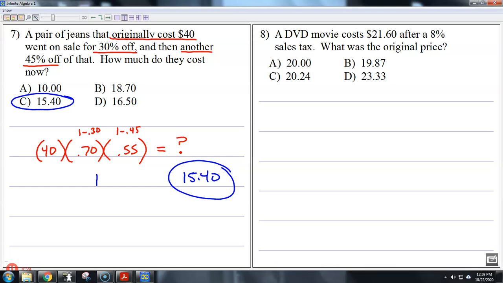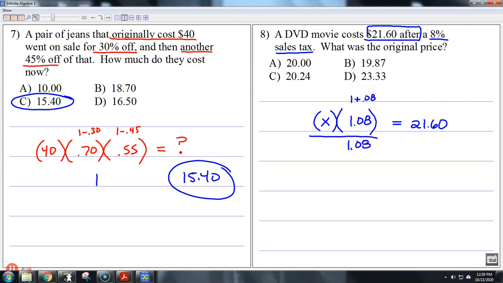Number 8, DVD movie costs $21.60 after. So it's going to go with the back side. $21.60 is over here. So I know it's about to be a division problem. We don't know the original. There was 8% tax. So that's 1 plus 0.08. And to get x by itself, we just divide by 1.08. Divide by 1.08. And 21.60 divided by 1.08 is $20 even. 20 bucks. Correct answer, A.